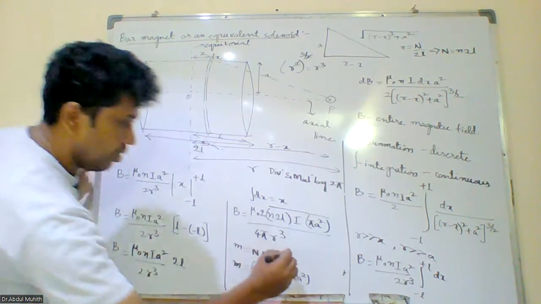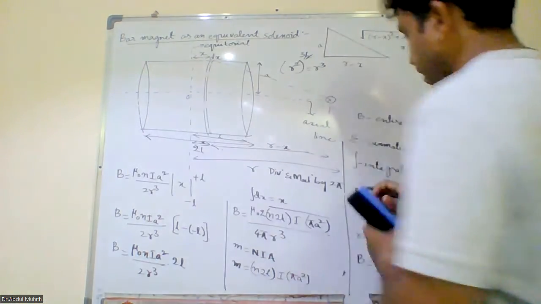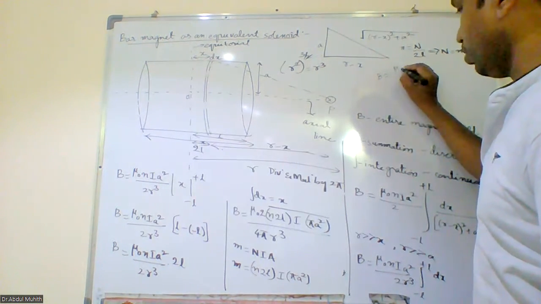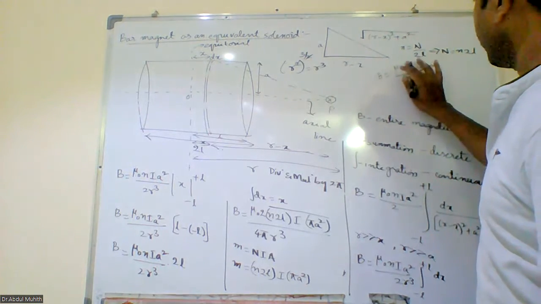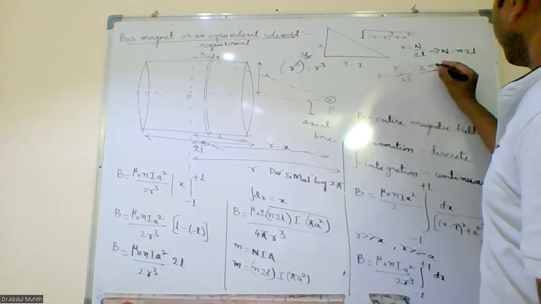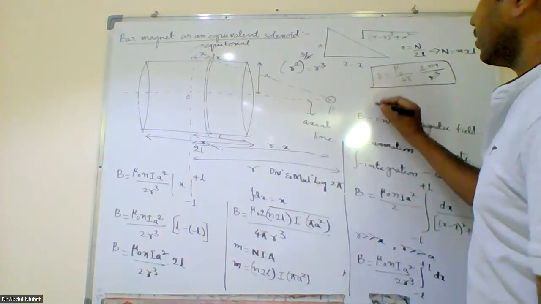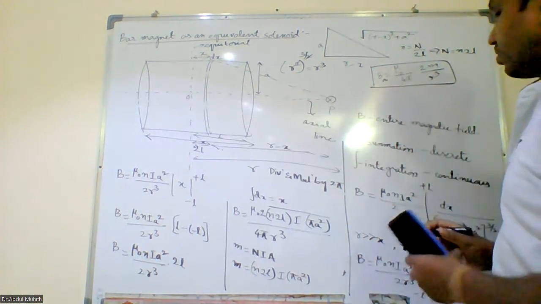So can I write here now the next step? B is equal to mu 0 by 4 pi into 2m by r cube. Finish. This is for what? Axial or equatorial line? I'm finding on this line. Axial line. Very good. Got it now?